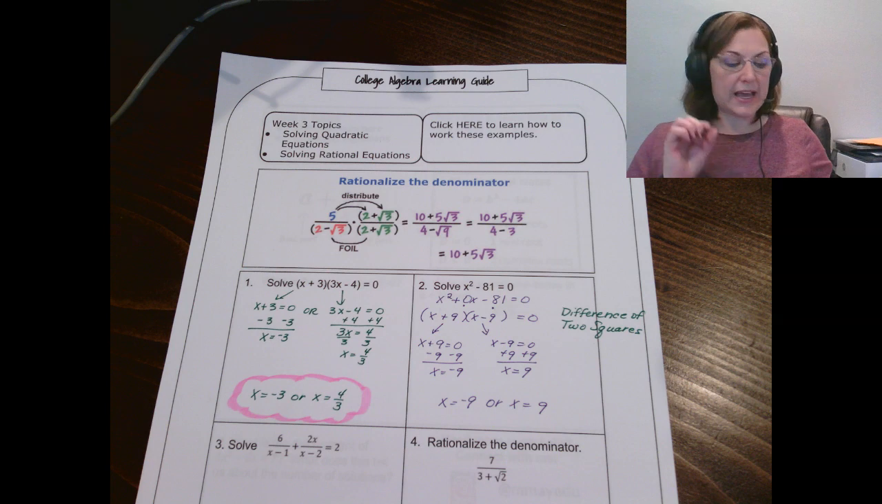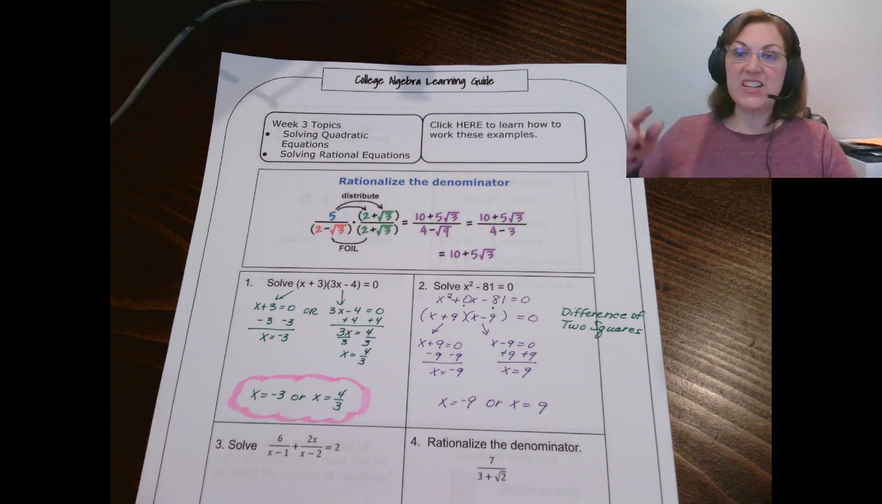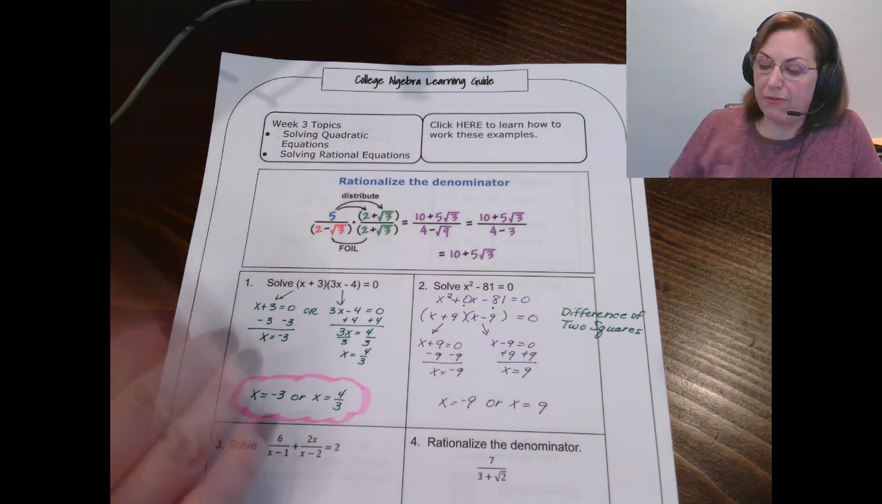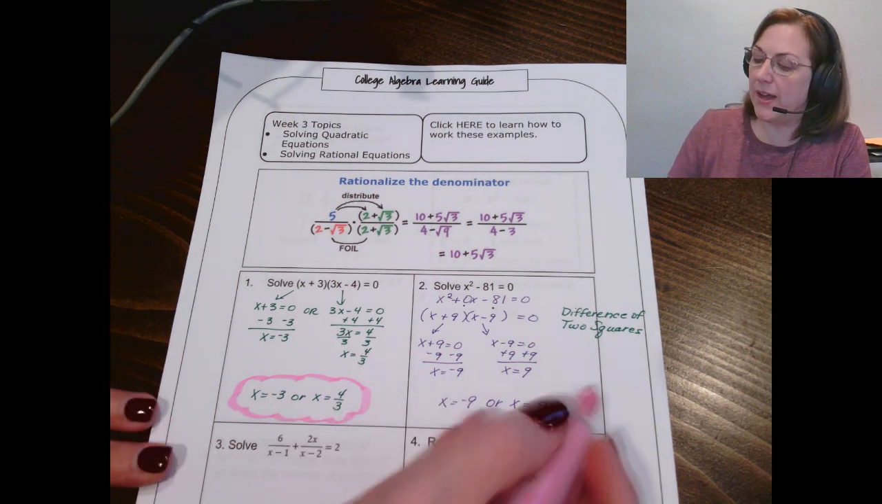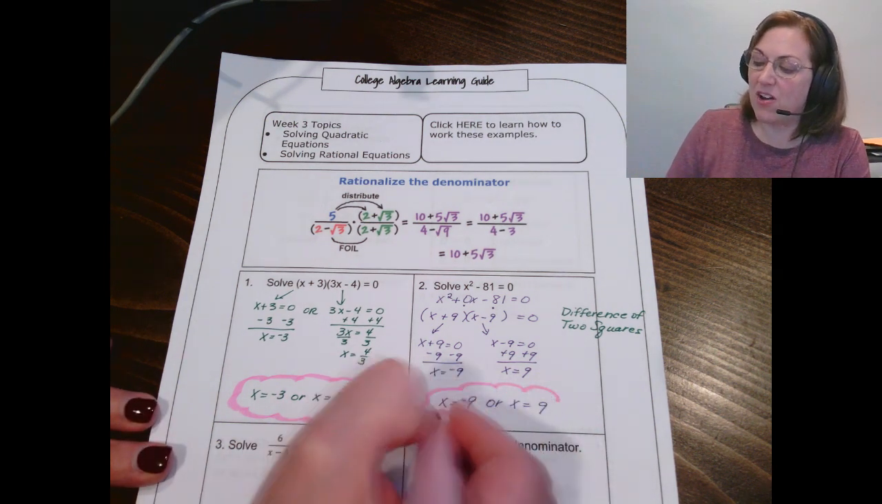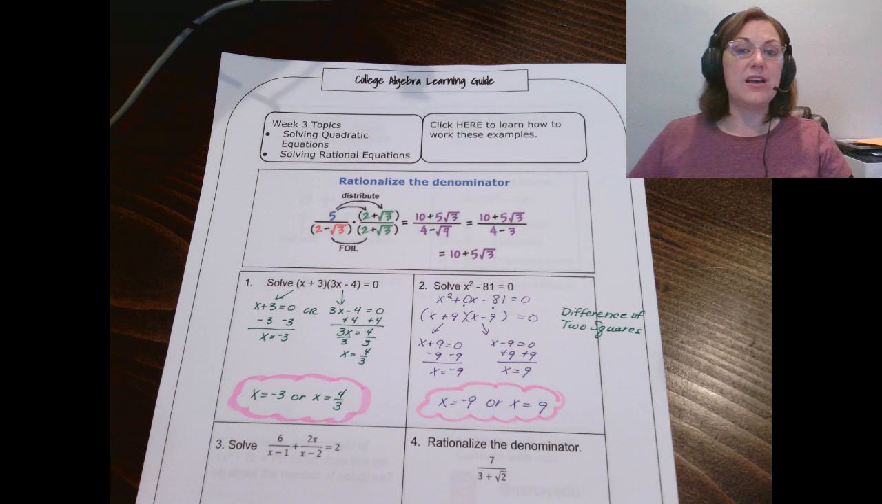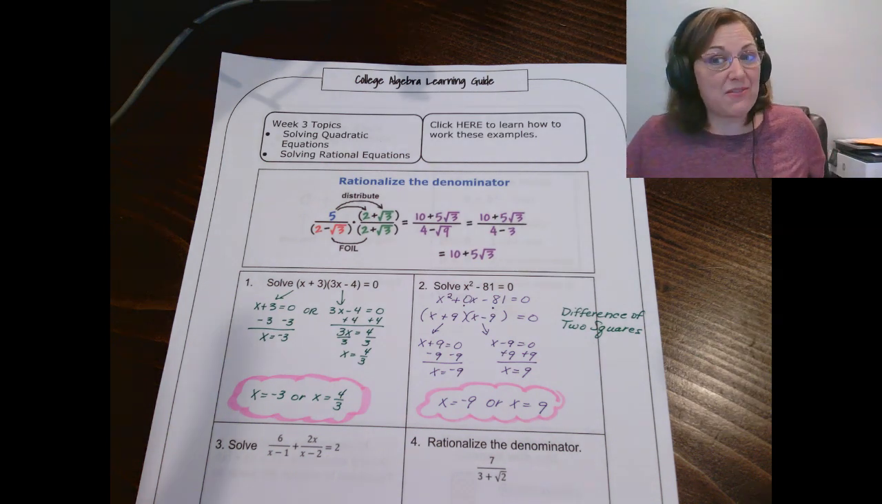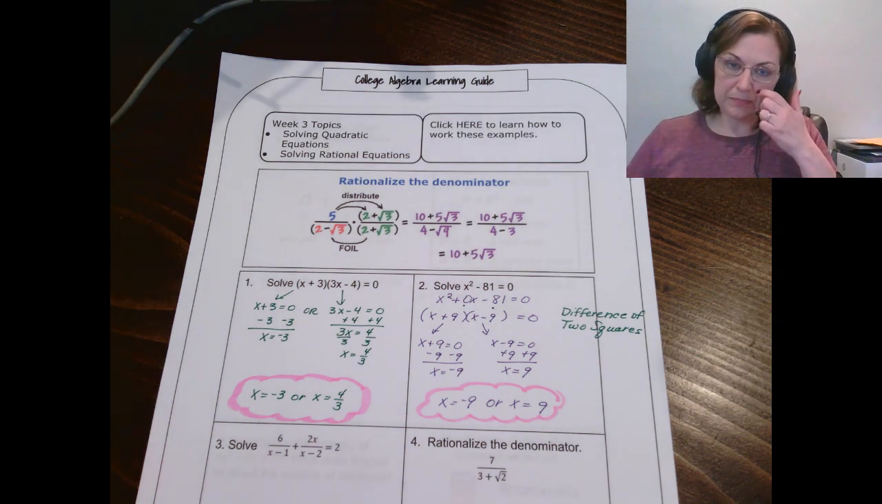So realize problem number 2 here just had one extra step from what we had done in problem number 1. In problem 1, they had already factored for us. In problem number 2, we had to factor for ourselves.